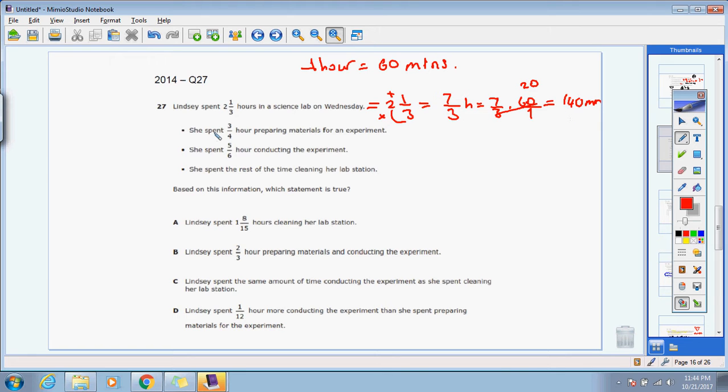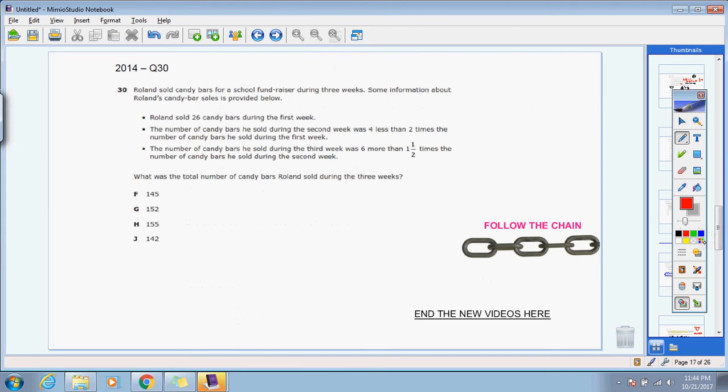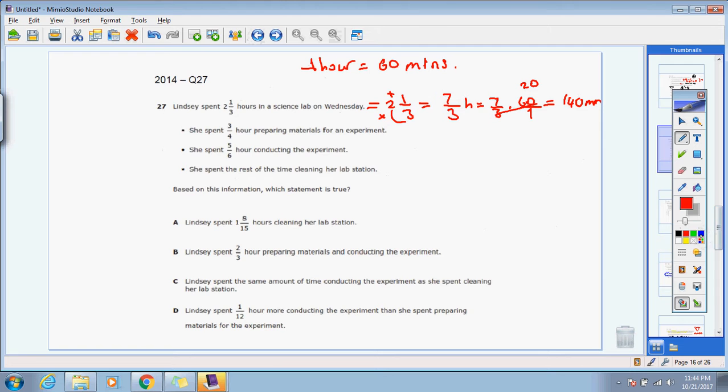So let's find out what 3/4 hour is in minutes. So 3/4 times 60/1 will give us what? 4 goes into 60, 15 times. 15 times 3 will give us 45 minutes.